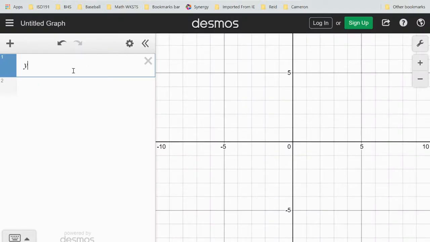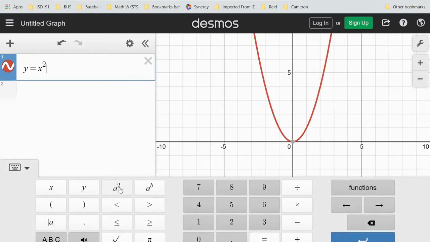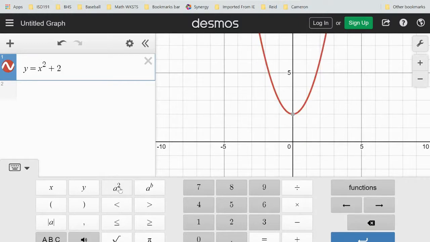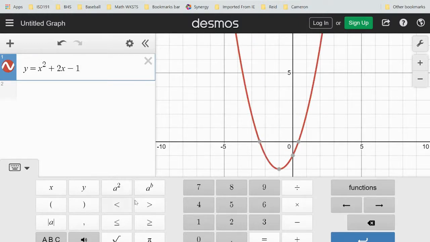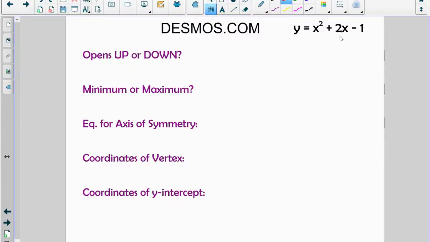And from there, we can type our equation on the left-hand side. Y equals x squared. So I'm going to hit x. I can hit this little keypad and then the squared button. I believe it was plus 2x minus 1. Let me double check that though. x squared plus 2x minus 1.